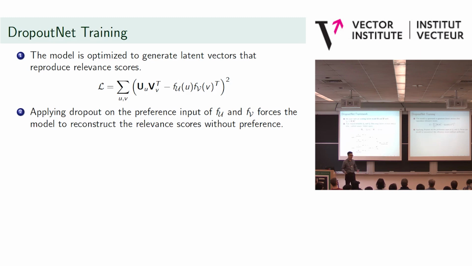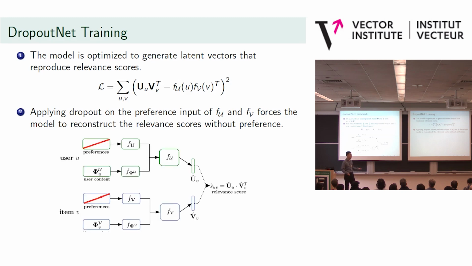During training, this model is optimized to generate latent vectors which then reproduce this relevance score. And shown here is the loss function that guides this training. As you can see, compared to hybrid models such as CDL, this model contains much fewer terms and is much easier to optimize because it has no hyperparameters.